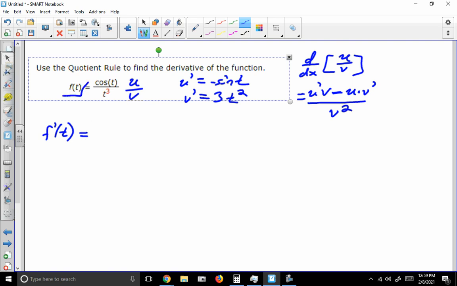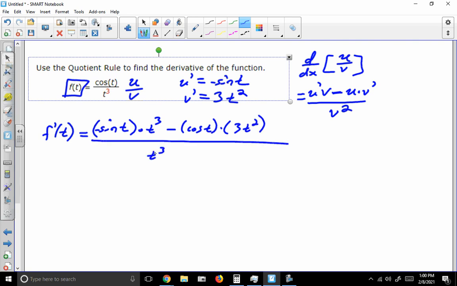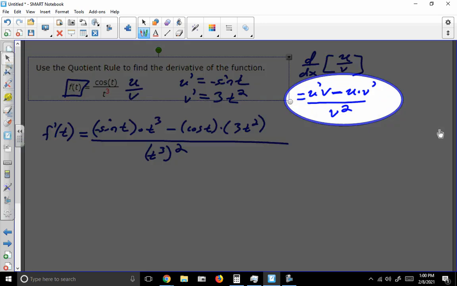So the derivative of our function overall is the derivative of the top times the bottom minus the top times the derivative of the bottom. Put all of that over the denominator squared. So this is just simply u prime v minus u times v prime over v squared. So that's just our quotient rule formula.